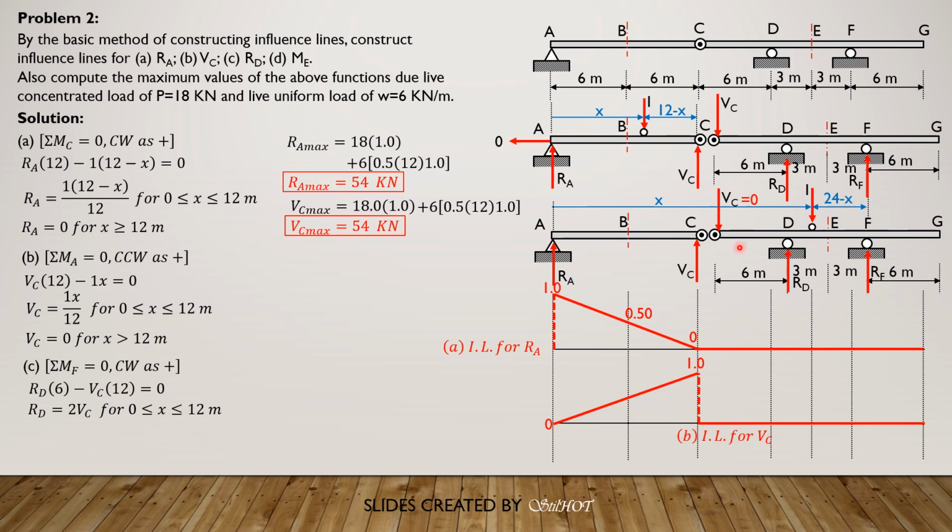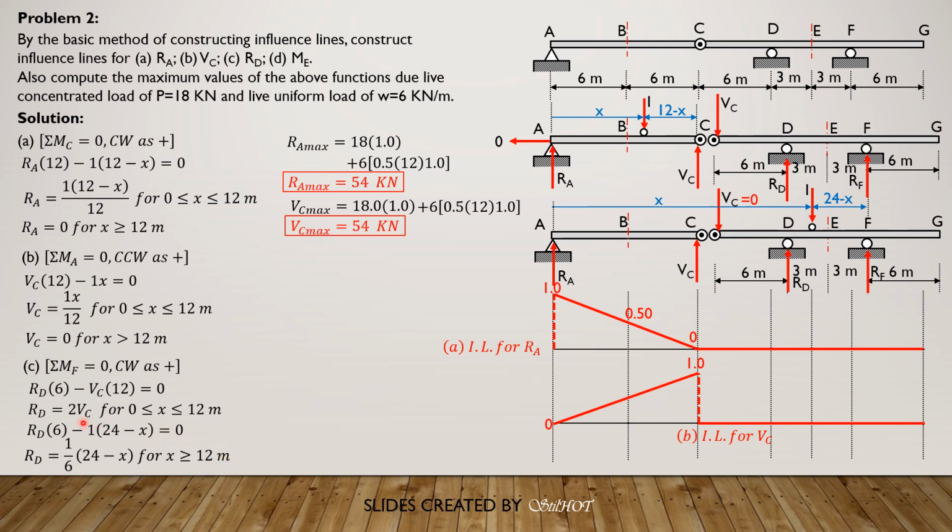Then from greater than 12 up to 30, this is now the free body diagram. For that case, we learned that V sub C is 0. Got V sub C here, 0. So we equate this to 0. The forces are only RD, RF, and the unit load. So summation moment about F equals 0. So we have R sub D times 6 minus 1 times 24 minus X equals 0. So R sub D is 1 over 6 times 24 minus X for X greater than or equal to 12.